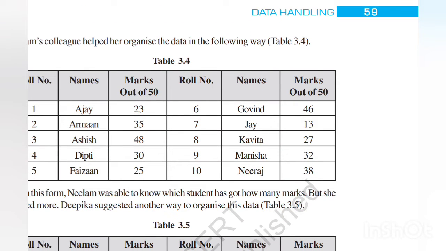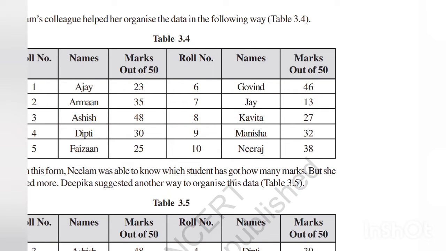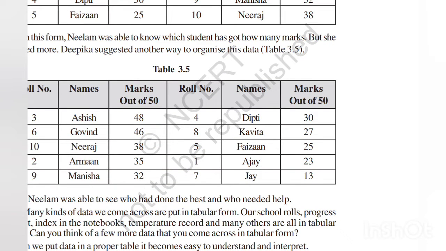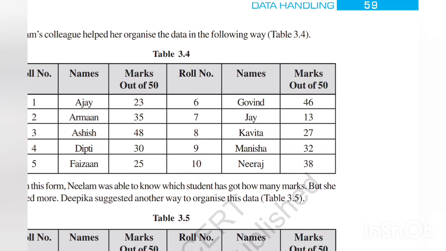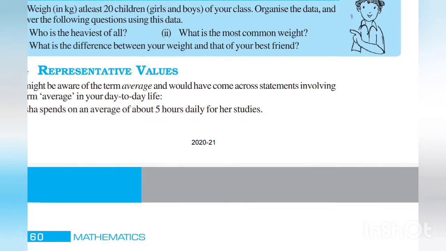In the first table, the organization is done on roll numbers. The roll numbers are written sequentially in increasing order, 1 to 10, and on the basis of that the marks of the students as well as the names are given. And in table number 3.5, they have arranged the table on the basis of the marks out of 50. But this is not according to the roll number. The roll numbers are not following the same rule as in table 3.4. Here the roll numbers are written haphazardly, but the marks out of 50 are arranged in decreasing order. Now, representative values.